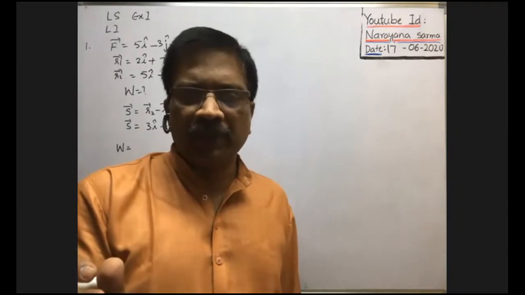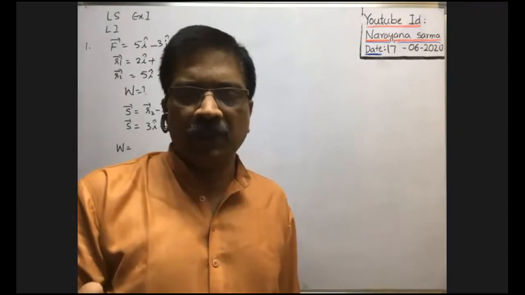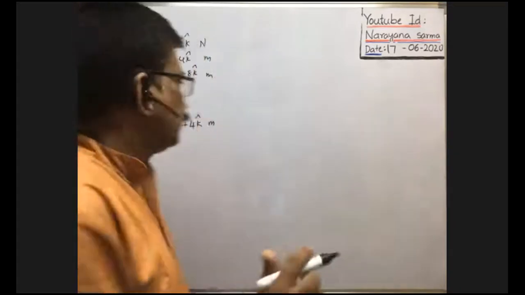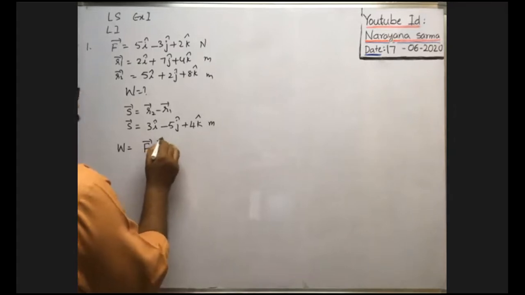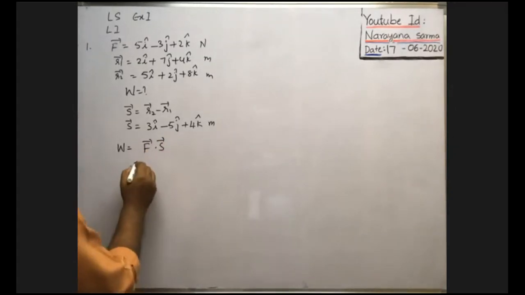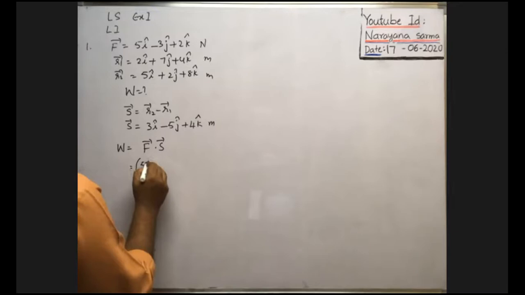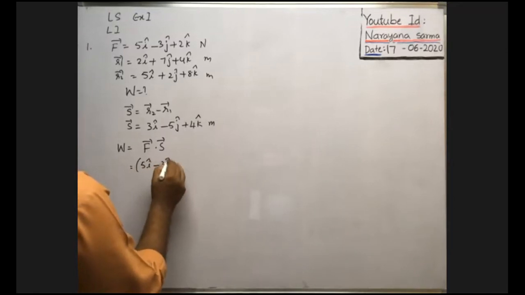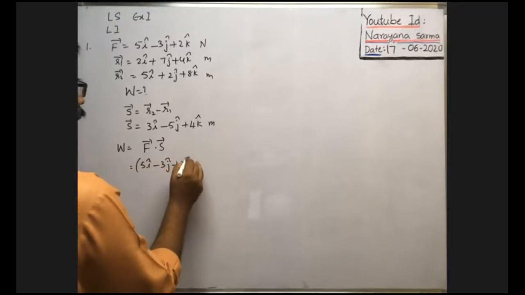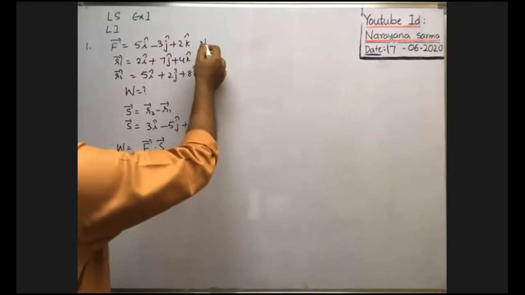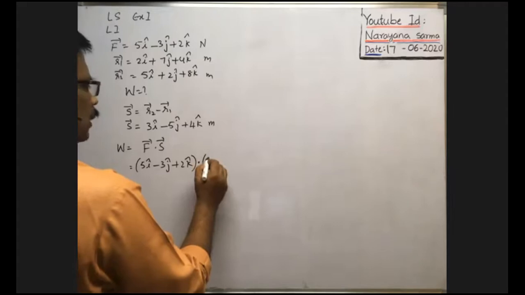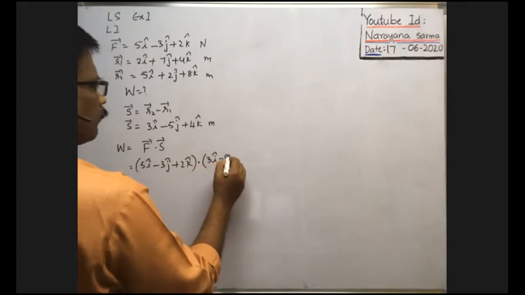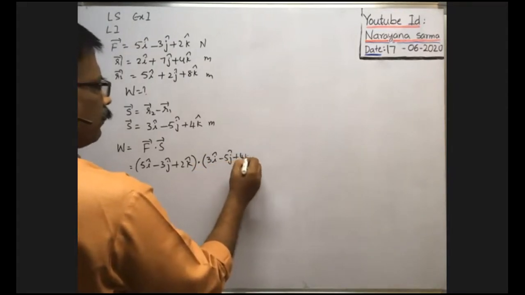Yeah, dot product between F and S we have to do. Dot product between F and S gives the amount of work done. So F bar means you write 5 i cap minus 3 j cap plus 2 k cap. All are in SI system only, because it is in newton and meter. So you directly substitute. Dot displacement vector means 3 i cap minus 5 j cap plus 4 k cap.